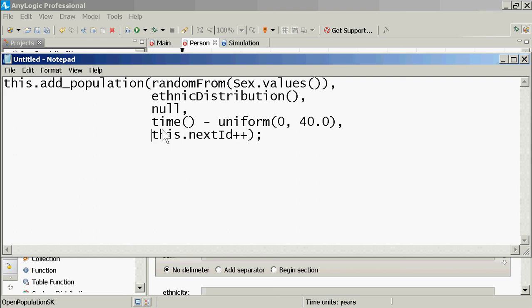Plays. So next ID is like a ticker system you use to poll. So you get the next number in line. No, this is actually, next ID has nothing to do with age. It's just a unique ID for somebody.